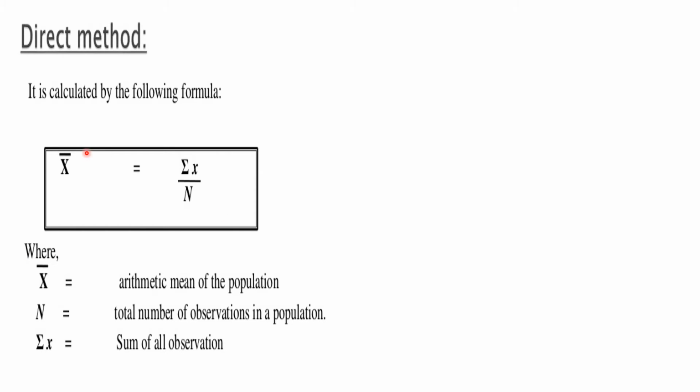Coming to the direct method, it is calculated by the following formula. The formula is quite important for you to learn and remember. Here it is written x bar is equal to sigma x upon n, where x bar denotes the arithmetic mean of the population, n is the total number of observations in the population, and sigma x means the sum of all the observations. So with the help of this formula, by applying the direct method, we can calculate arithmetic mean for ungrouped data. Let us take one example.